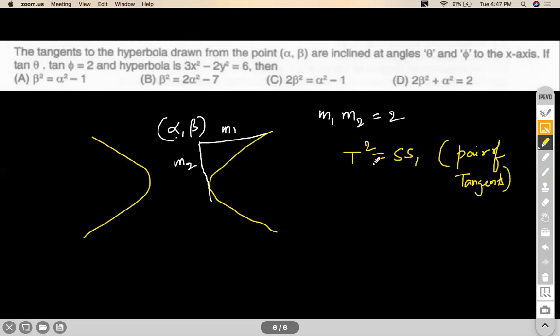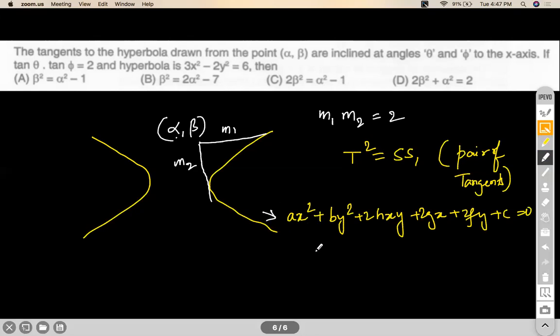Now, this will normally give you a general second degree equation like this: Ax square plus By square plus 2hxy plus 2gx plus 2fy plus c equal to 0. Now, let's say this corresponds to a pair of straight lines. What gives you the product of the tangents? Please note that the product of the tangents information is hidden in A and B. So it's actually your A by B. This everybody knows, correct? All of you know.